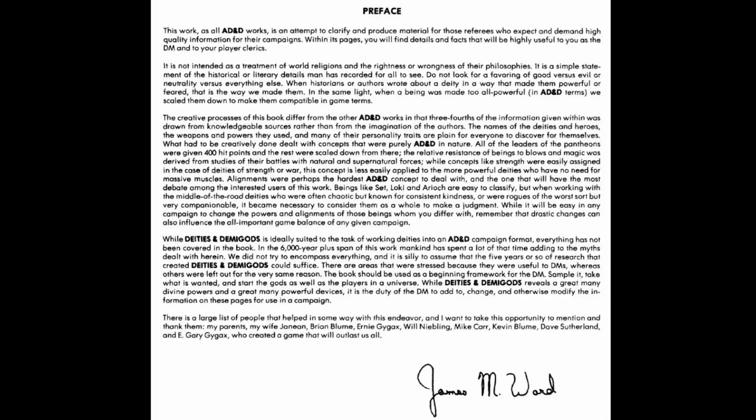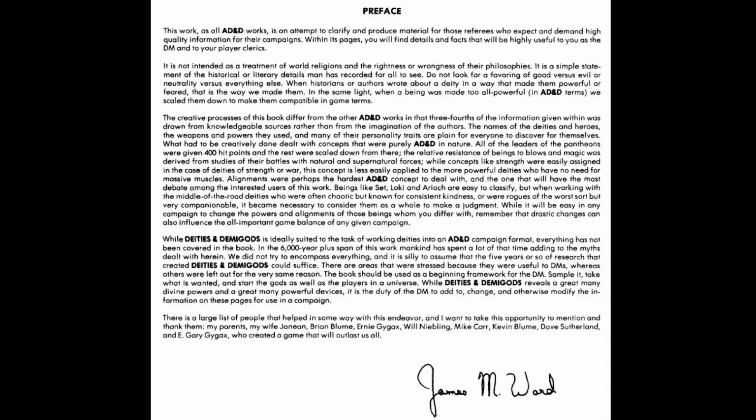While Deities and Demigods is ideally suited to the task of working deities into an AD&D campaign format, everything has not been covered in this book. In the 6,000-year-plus span of this work, mankind has spent a lot of that time adding to the myths dealt with herein. We did not try to encompass everything, and it is silly to assume that the 5 years or so of research that created Deities and Demigods could suffice. There are areas that were stressed because they were useful to DMs, whereas others were left out for the same reason. The book should be used as a beginning framework for the DM.